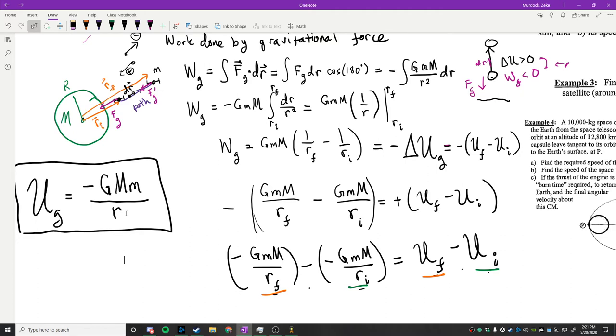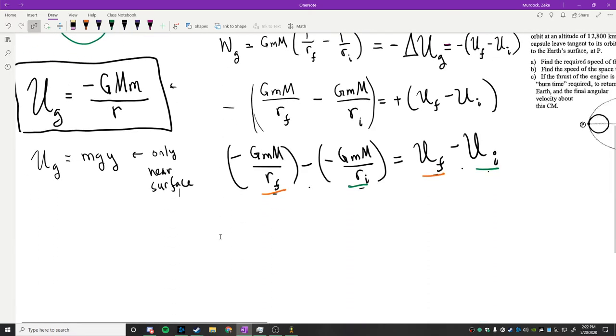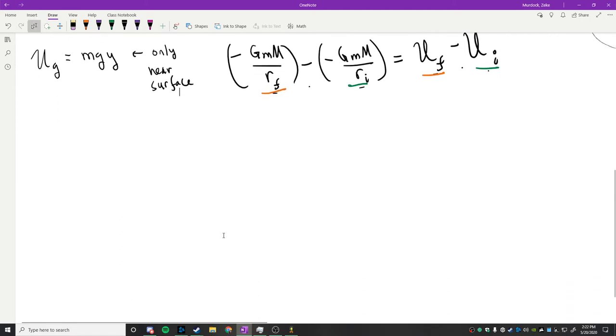This one works everywhere. The one I gave you before, this is the more universal definition. This one, U_G equals mgy, works only near the surface. Technically, you could use the one right here above, and I'll show you how they're equivalent to each other. Yeah, let's do that. We might as well, right?